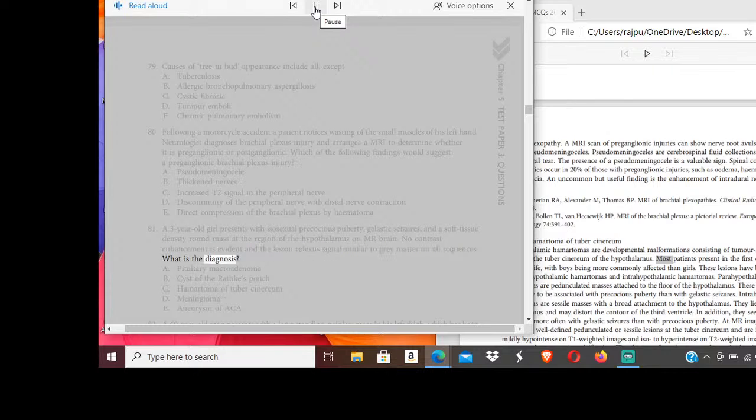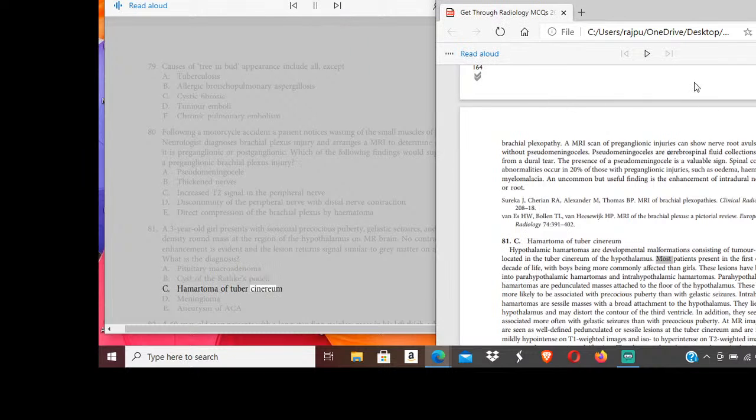What is the diagnosis? A. Pituitary macroadenoma. B. Cyst of the Rathke's pouch. C. Hamartoma of tuber cinereum. D. Meningioma. E. Aneurysm of ACA.